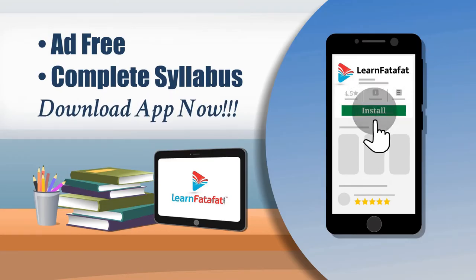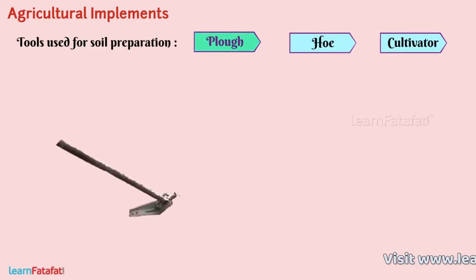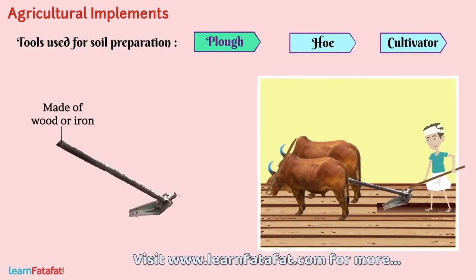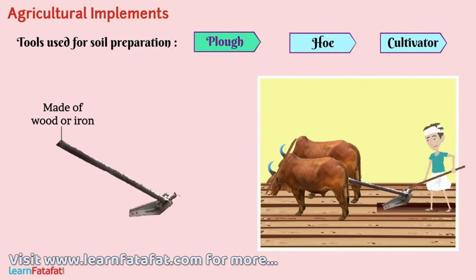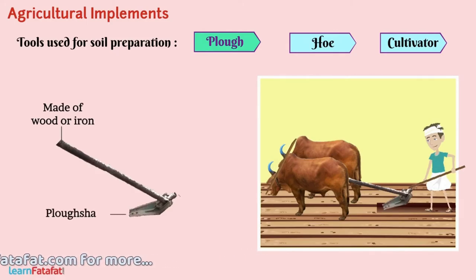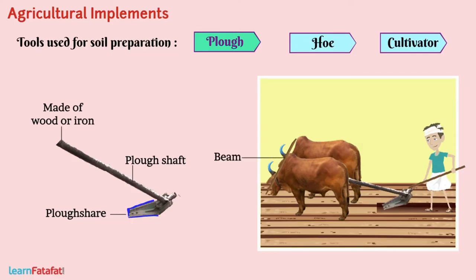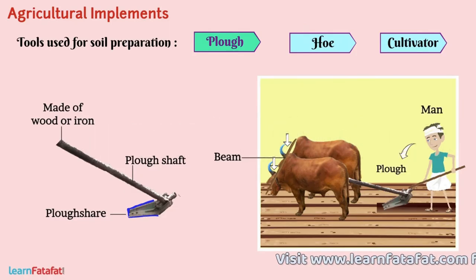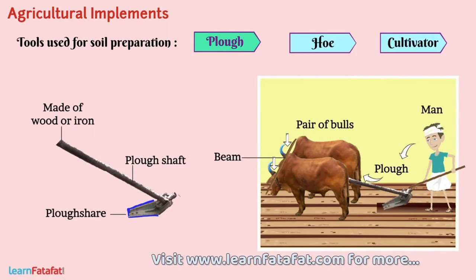Plow. It is made of wood or iron and usually drawn by a pair of bulls or other animals. It consists of a plowshare, which is a strong triangular iron tip, a plow shaft, the long log of wood, a handle at one end, and a beam at the other end placed on the bull's neck. A man can operate the plow using a pair of bulls.